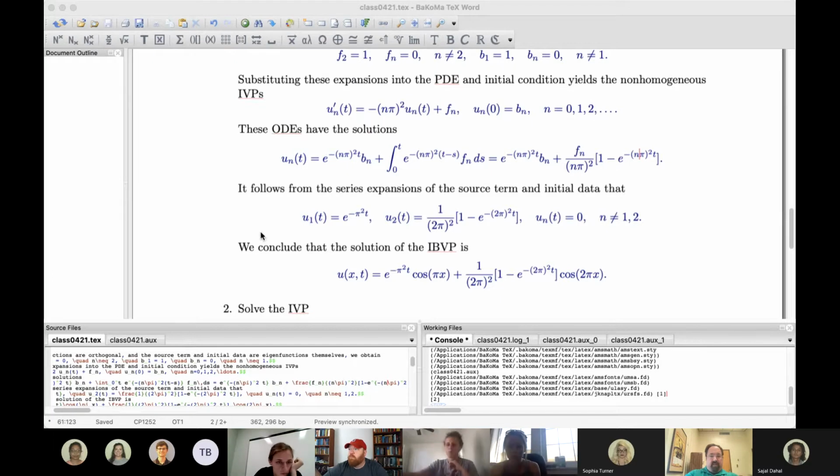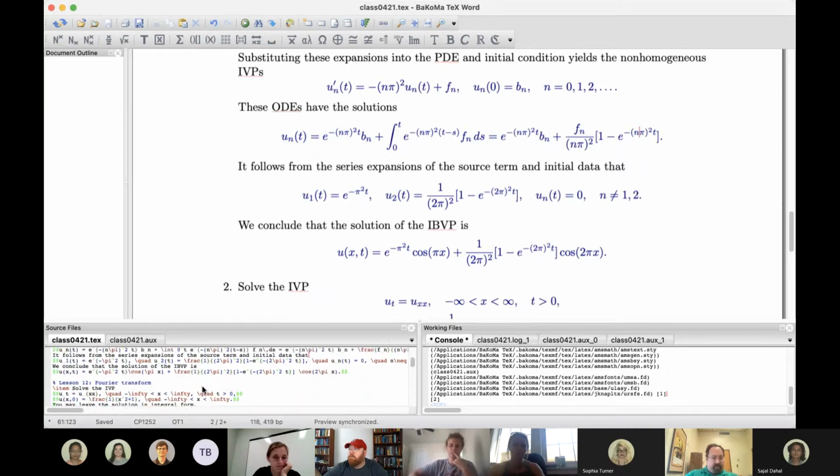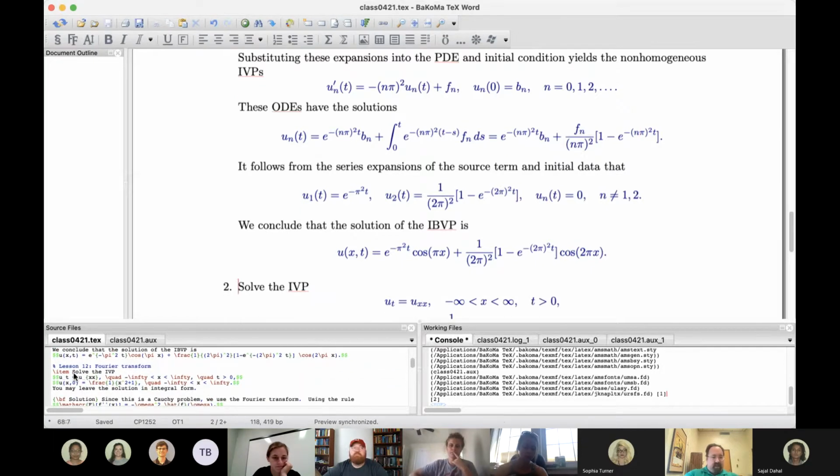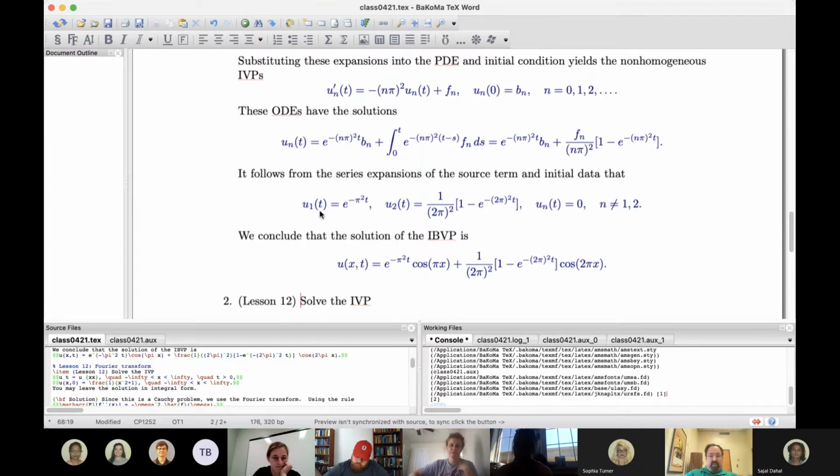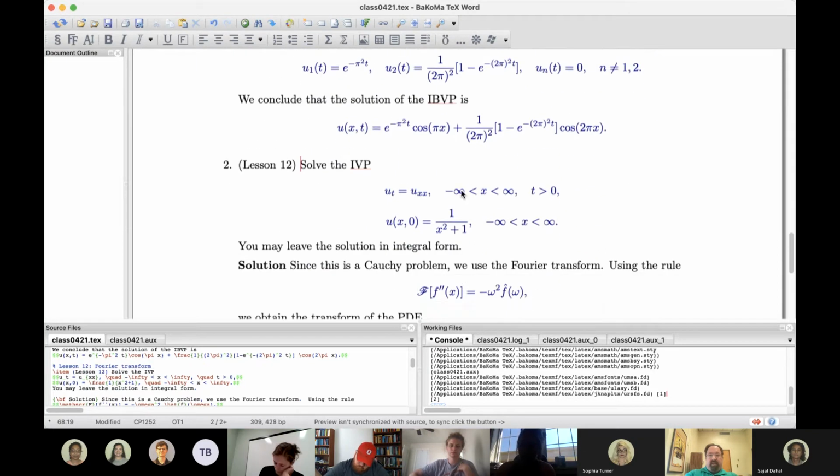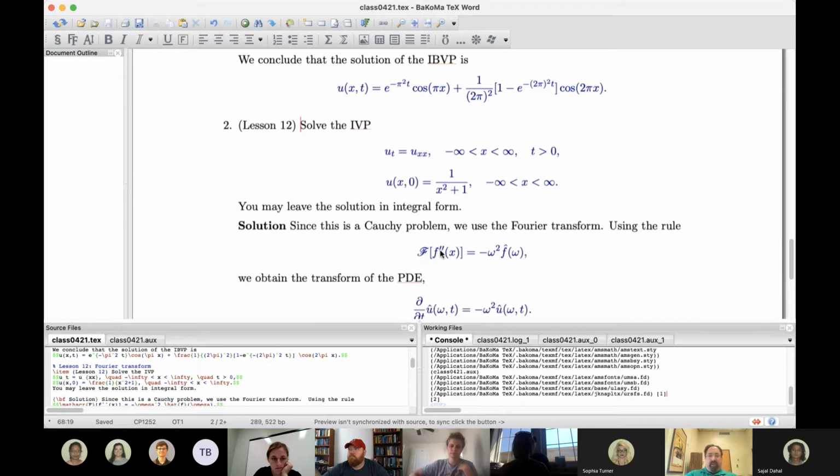The next one is drawn from lesson 12. So here we have a Cauchy problem for the heat equation, because the domain is the entire real number line. And then you just have this initial condition. So then you would take the Fourier transform.